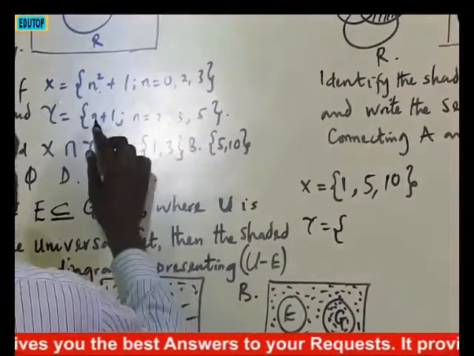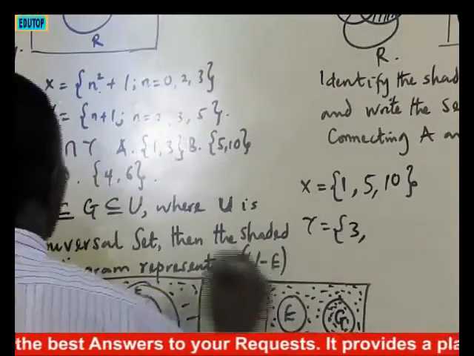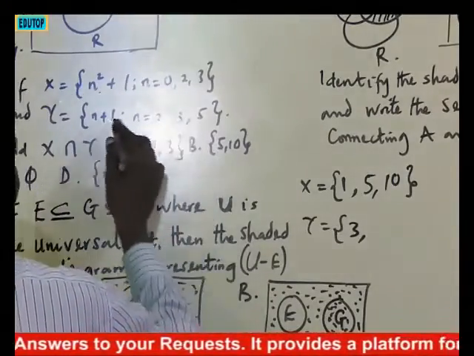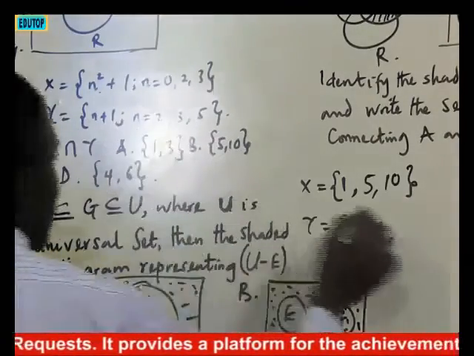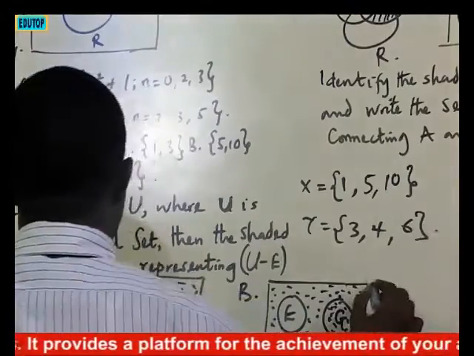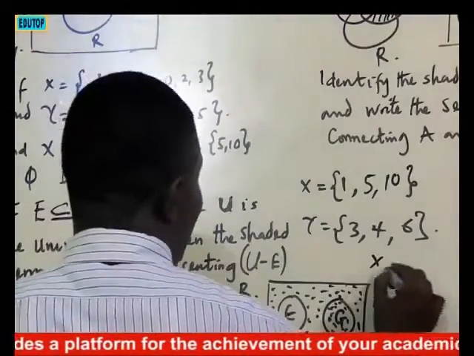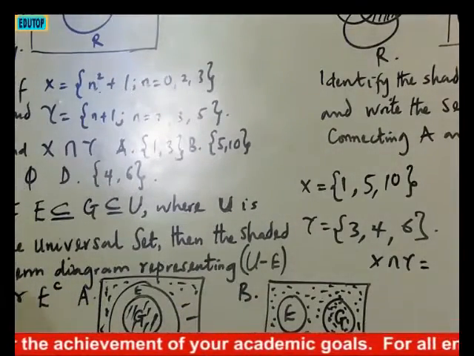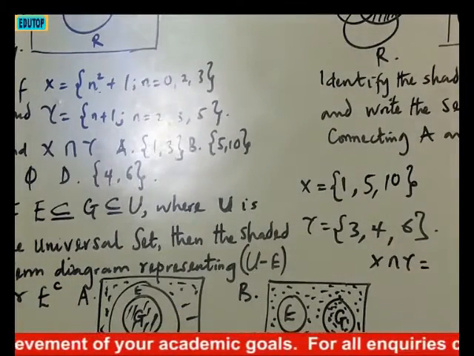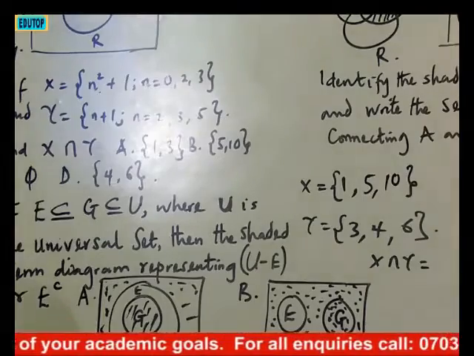When n is 2, plus 1 is 3, comma. When n is 3, plus 1 is 4, comma. When n is 5, plus 1 is 6, comma. The question now asks us for x intersection y. If you look at x intersection y, where do you see any similarity? Where do you see any convergence?